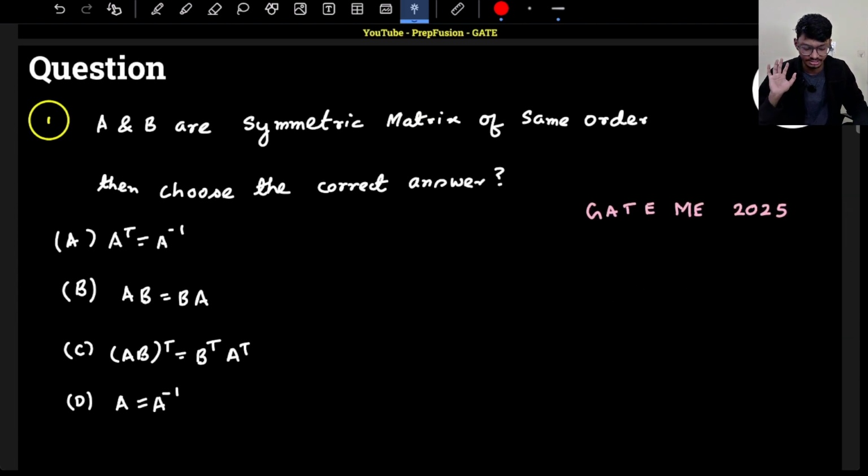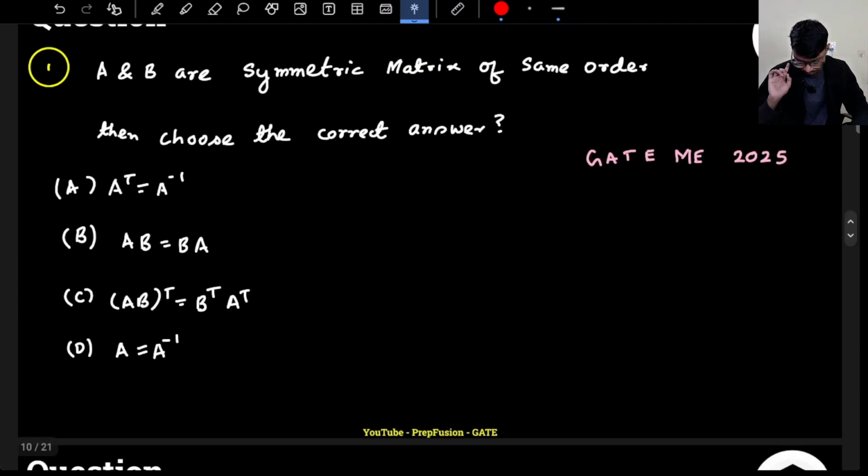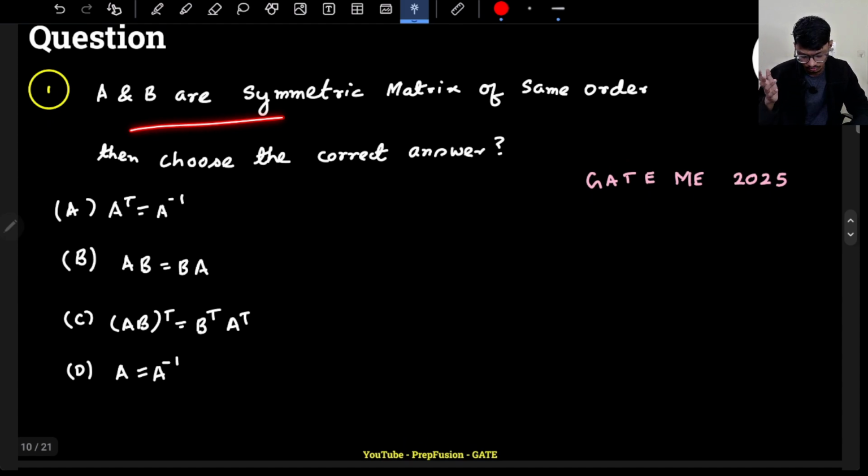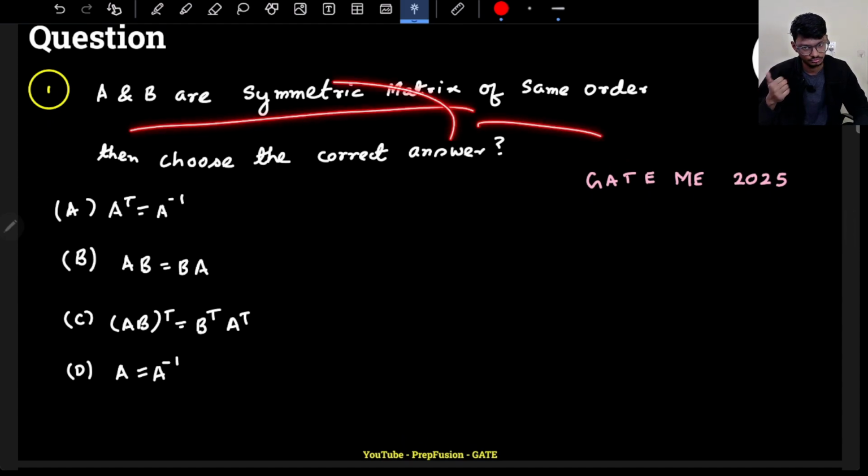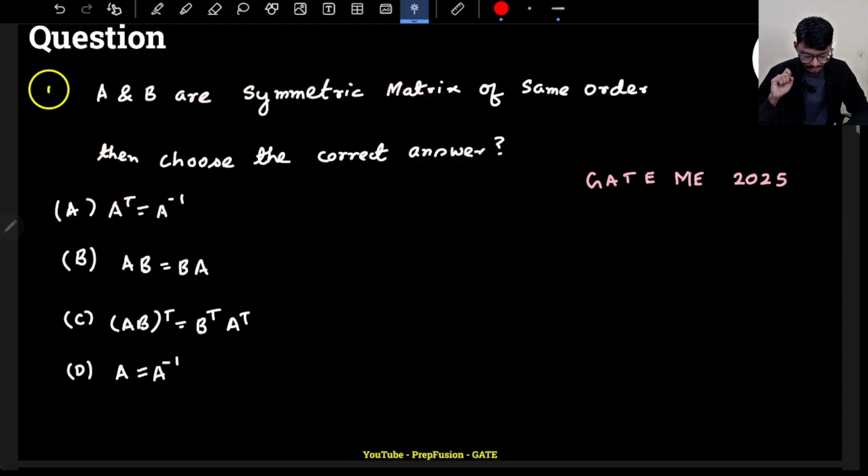A and B are symmetrical matrices of the same order, then choose the correct answer. AB equals B, no. A transpose equals A inverse, no, that is for the orthogonal matrix. (AB) transpose equals B transpose A transpose. Yes, this is correct. This is known as the reversal law, right? Okay, this is anyway correct.